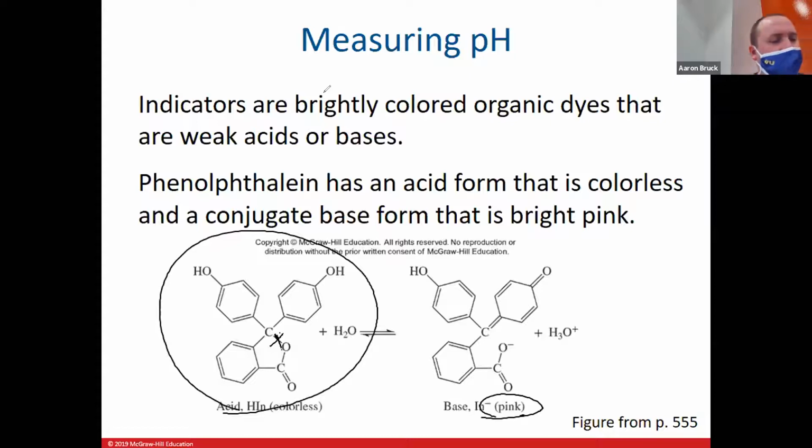Whether or not we've got enough base present to actually break that bond to form the colored version of this dye is the whole point of phenolphthalein. Phenolphthalein can do this somewhere between pH 8 and 10. So once we hit pH 8, 9, 10, we start to see this transition taking place, where that bond breaks and we go from a colorless dye to a pink dye.